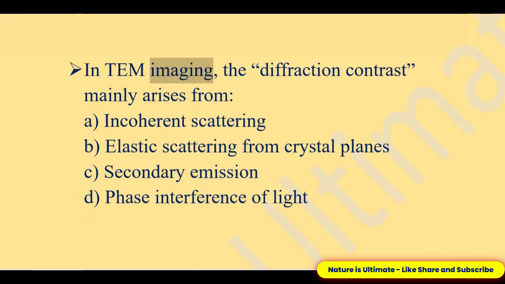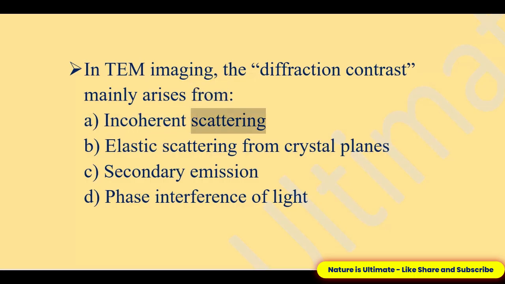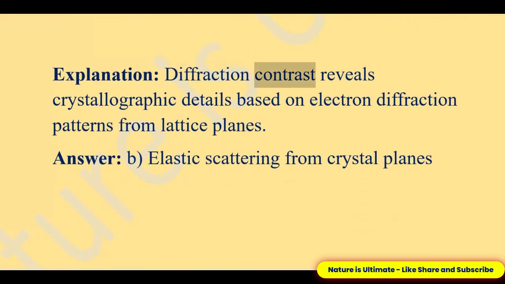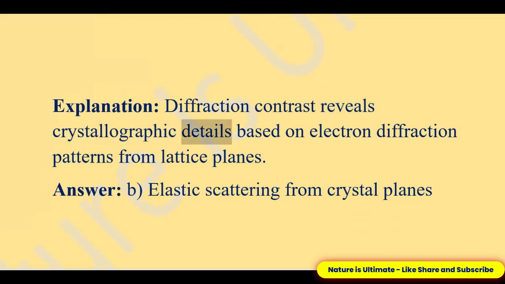In TEM imaging, the diffraction contrast mainly arises from: A. Incoherent scattering. B. Elastic scattering from crystal planes. C. Secondary emission. D. Phase interference of light. Explanation: Diffraction contrast reveals crystallographic details based on electron diffraction patterns from lattice planes. Answer: B. Elastic scattering from crystal planes.